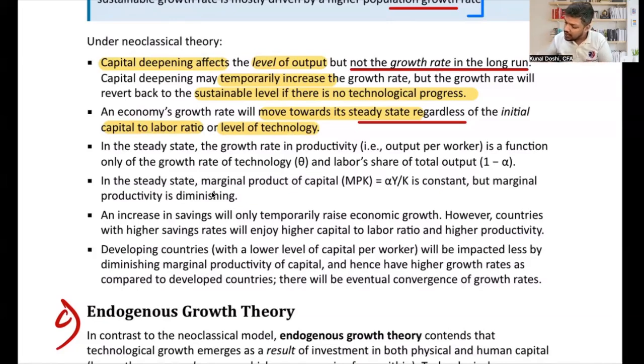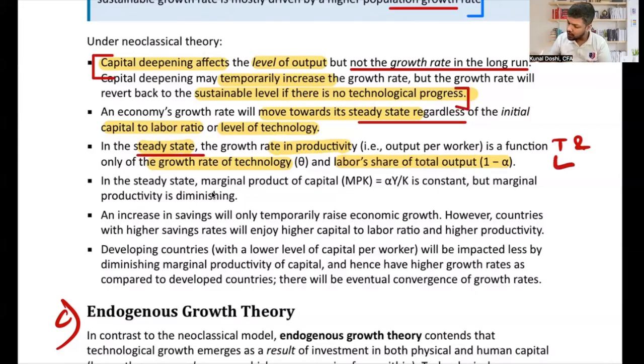Understood? Now, what is a steady state? The growth rate in productivity is a function of only growth of technology and labor share. This is what we understood, that in a steady state, only two things will help economic growth, that is technology and labor, not capital. Capital deepening is only temporary.